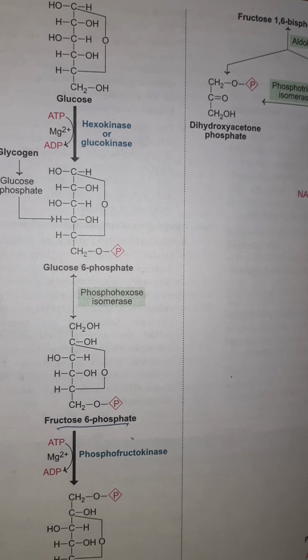The second step is isomerization, the isomerization of glucose 6-phosphate to fructose 6-phosphate. Here, the glucose 6-phosphate is converted to fructose 6-phosphate in the presence of the enzyme phosphohexoisomerase.